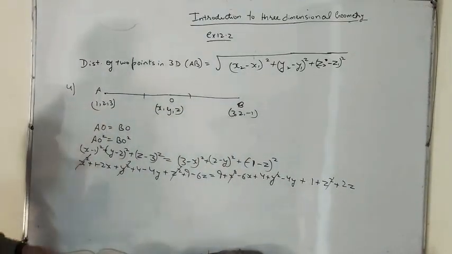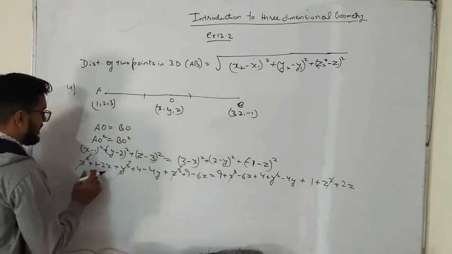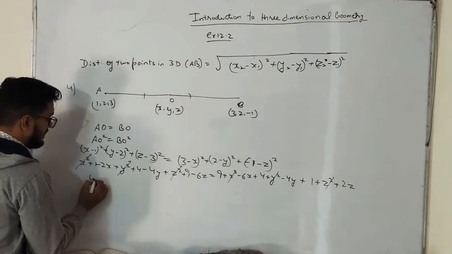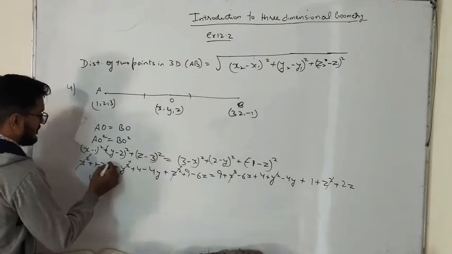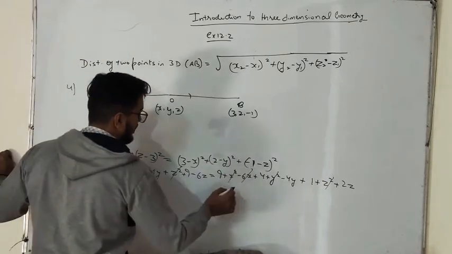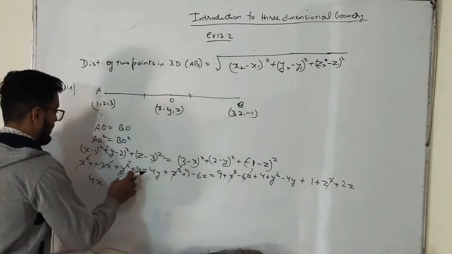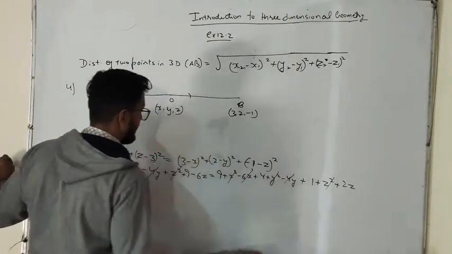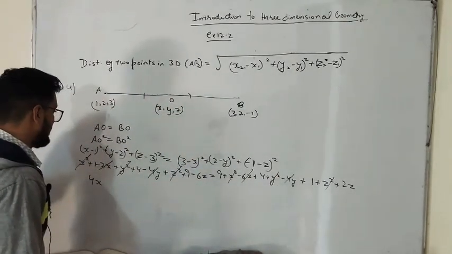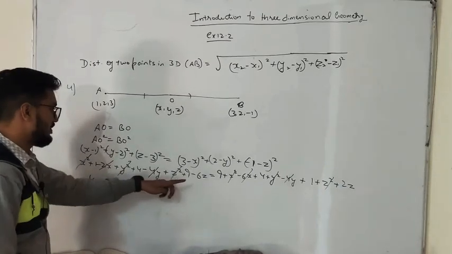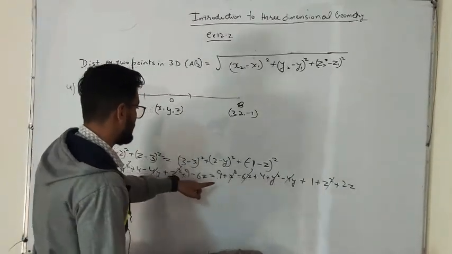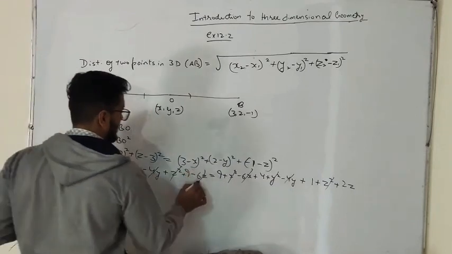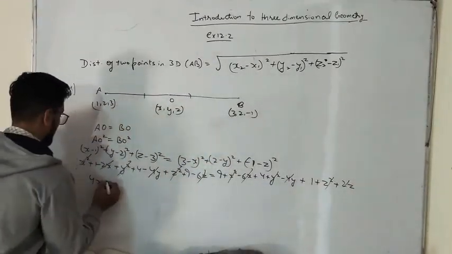Rest of the things bring everything here. So 6x minus 2x is 4x. So this we have taken. Next, y. So 4y and 4y cancel. Next, do we have some y here? No. Then z, 2z minus 6z, so minus 8z.